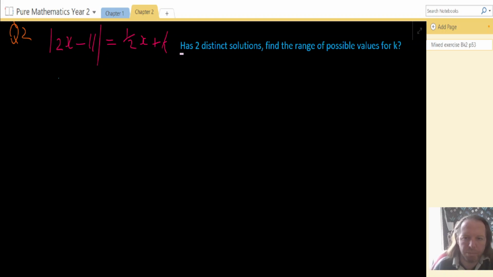Okay, here we are, Pure Mathematics, Year 2, Edexcel, Chapter 2, Functions and Graphs, Question 2. So, the modulus of 2x minus 11 equals a half x plus k, and we are told it has two distinct solutions. Find the range of possible values for k.